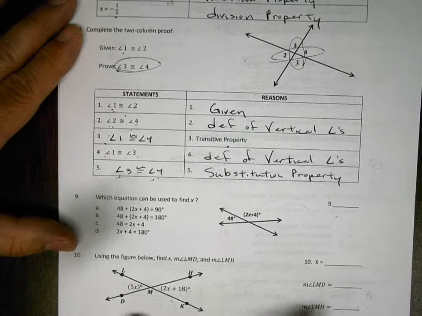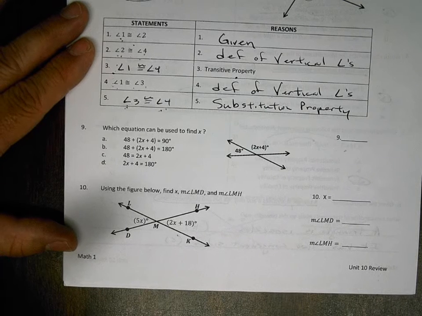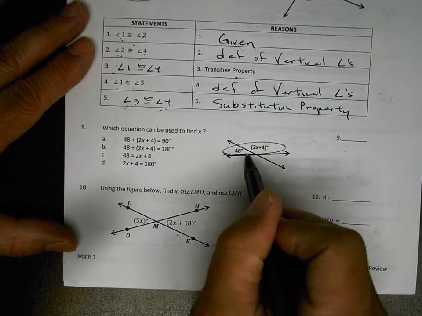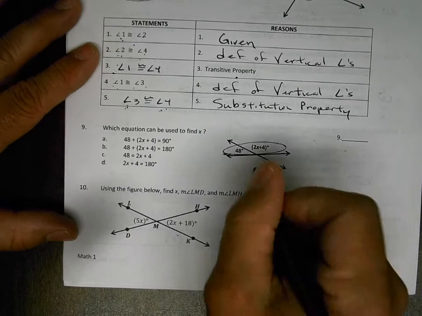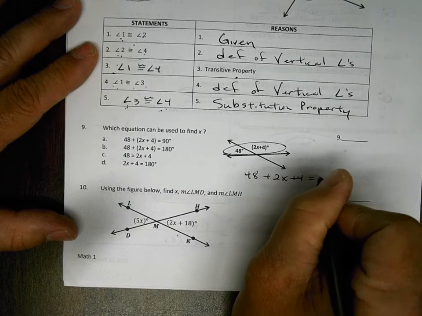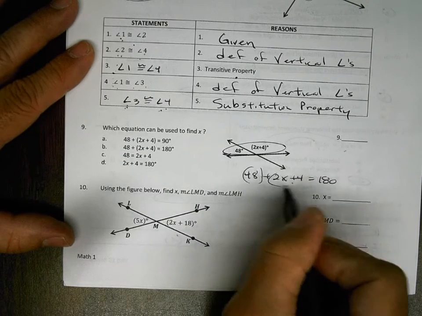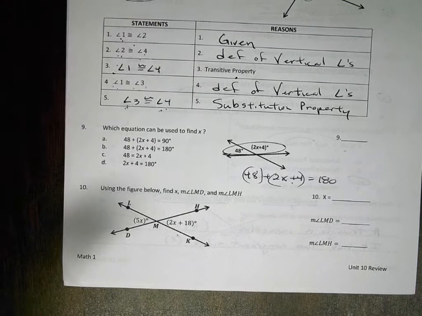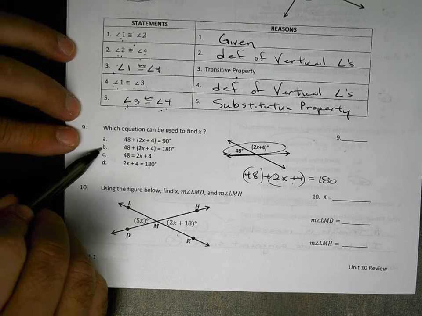Let's get these last two done and we'll take a break. Which equation can be used to find this? Well, you should know these two are supplementary, which means 48 plus 2x plus 4 equals 180. You add them together and set it equal to 180. That's what supplementary is, and you can see that is right here at B.